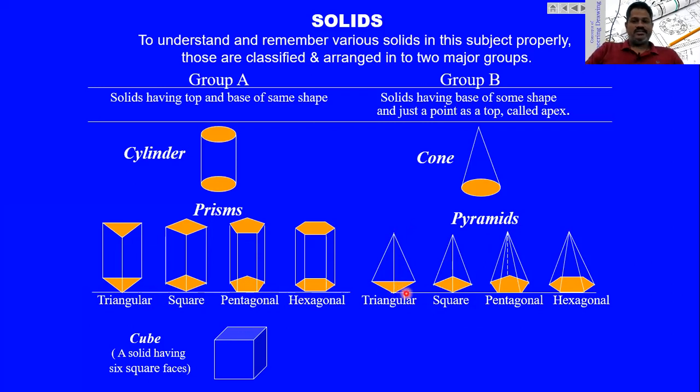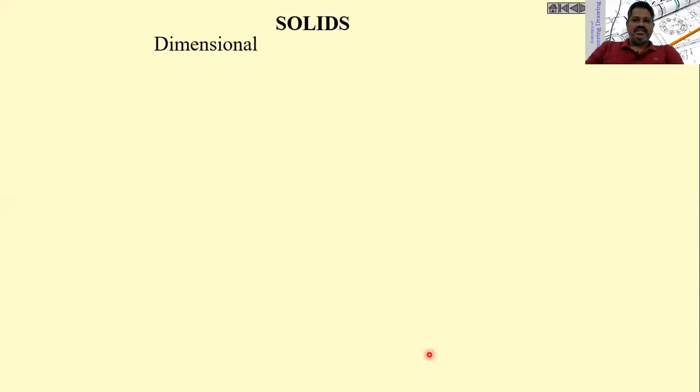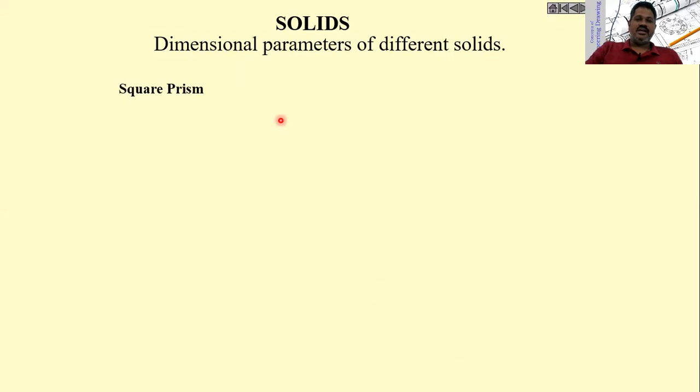So we have another shape, that is the tetrahedron, in which four triangular faces make up the solid, that is called a tetrahedron. Now let me move further to see the terminology related to the solids. Terminology can also be termed as dimensional parameters of these solids. These parameters are the nomenclature we normally come across while solving problems.